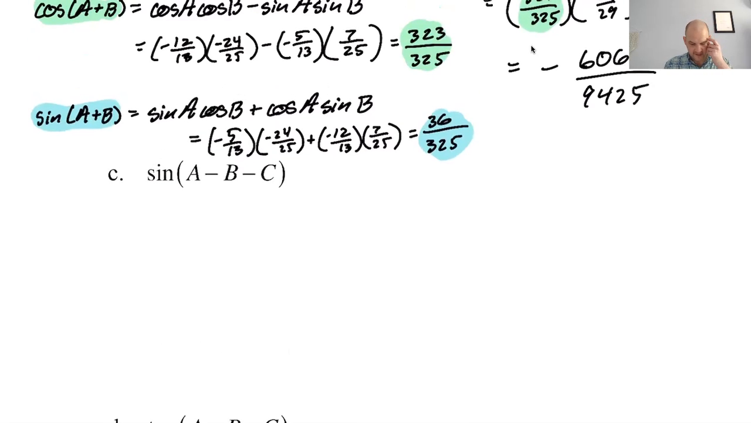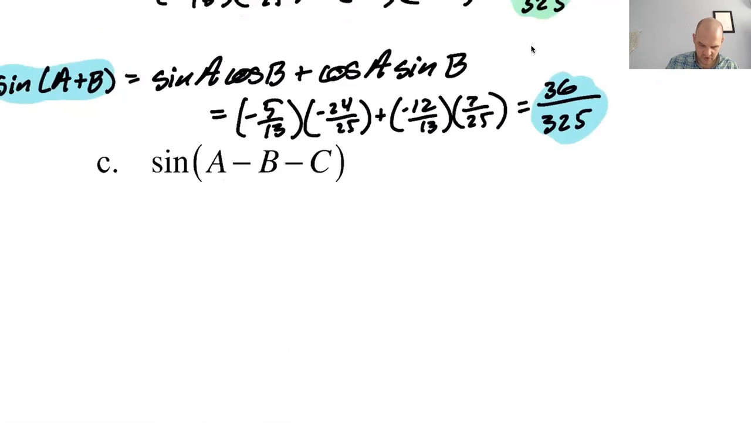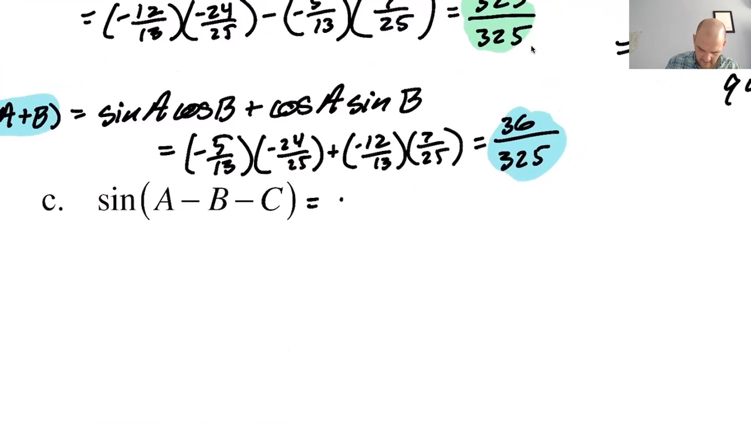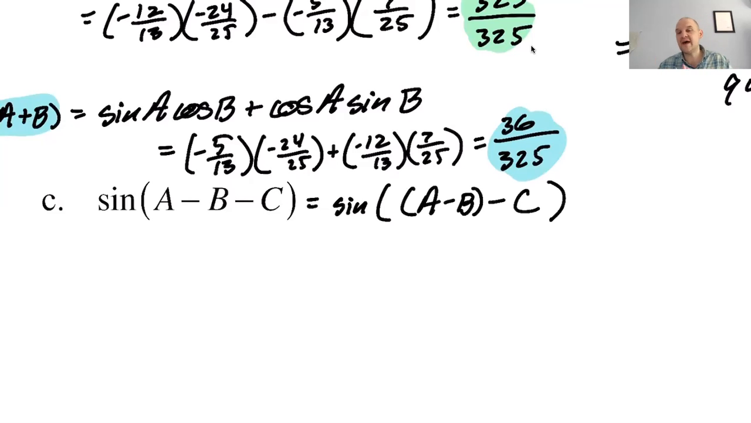So here's the deal with this. I can break this up however I want. I can do the sine of A minus B, the quantity A minus B, and then minus C, which I think is what I'm going to do. That's one option. I could do the sine of A minus the quantity B plus C. So you have to be really careful here. I'm going to choose to do the sine of the quantity A minus B and then minus C, because that will simplify down to A minus B minus C. Whatever you choose has to simplify down to that.